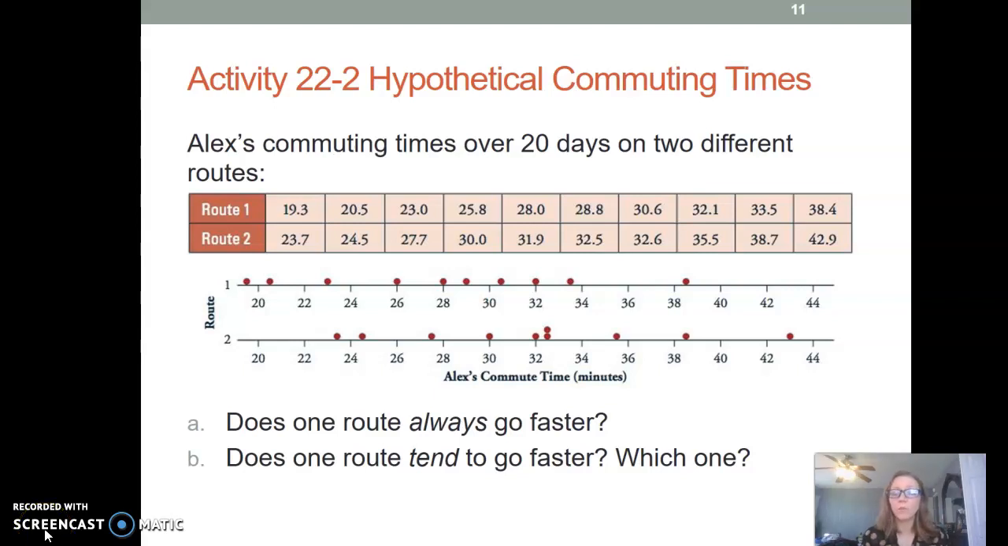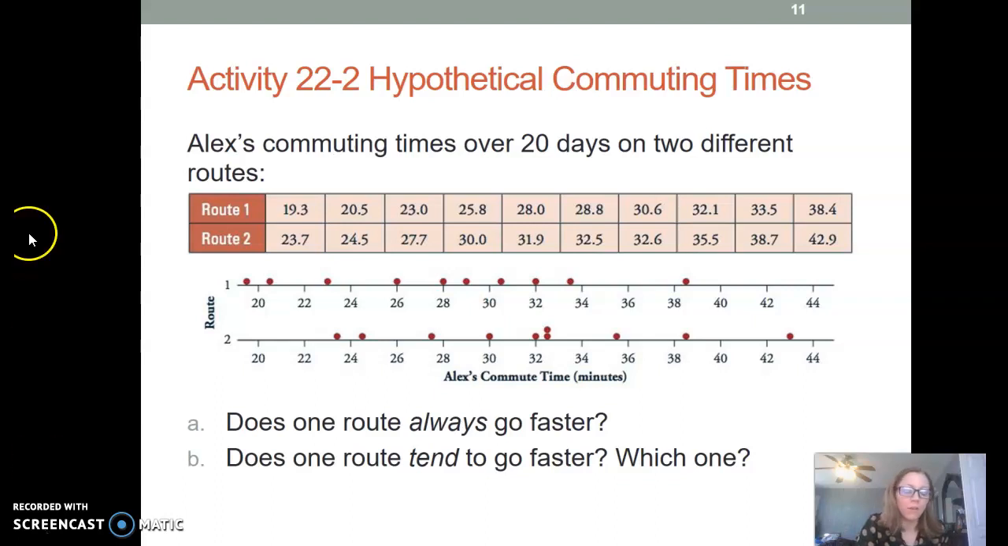Okay, in this activity, we're going to look at some hypothetical commuting times, and we're going to see what effect the difference between the means, the sample sizes, and the standard deviations have on our inference procedures.